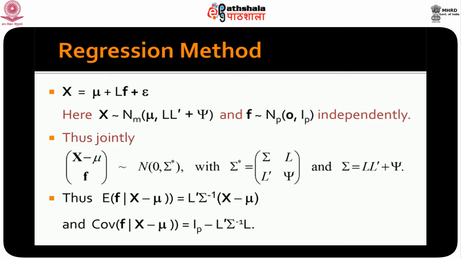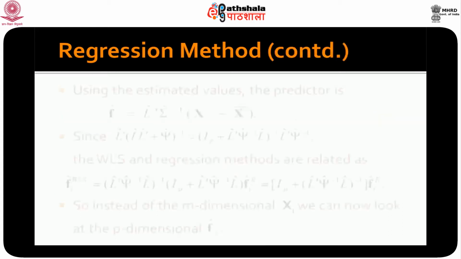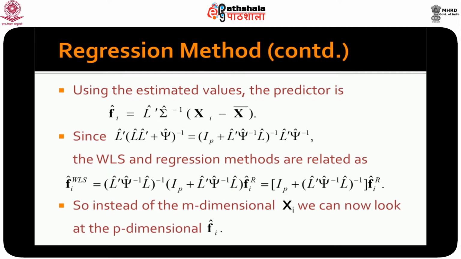What would be the covariance for this? So the conditional variance covariance matrix for f would be I minus L prime sigma inverse L. Again, I is the covariance of f, L is the covariance between f and x, sigma is basically the variance covariance of the x matrix. So it follows the usual result, and we get this as I minus L prime sigma inverse L.